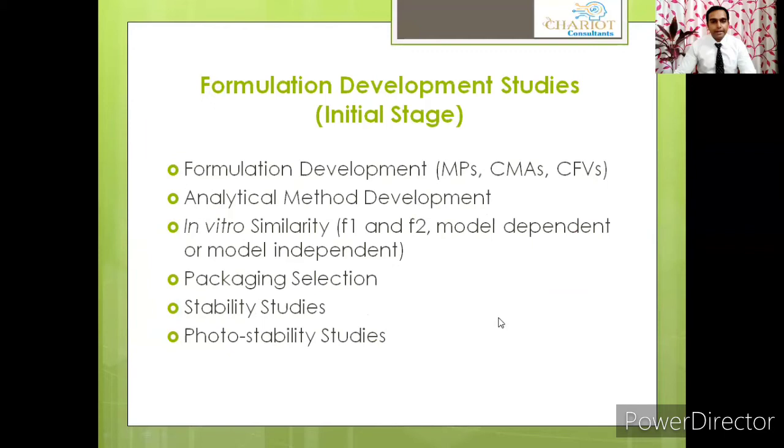Now, we have done our preliminary activities, we have done our pre-formulation studies. When we talk about the formulation development studies, what are the studies which are done in the initial stages? In formulation development, you will evaluate MPs, nothing but your manufacturing processes, whether you want to go with the dry granulation process, whether it is advisable to go for DC, whether it is advisable to go with the granulation. Granulation is also of different types.